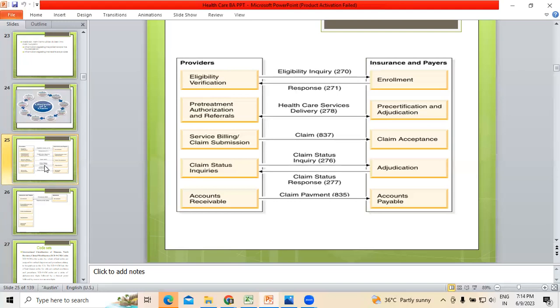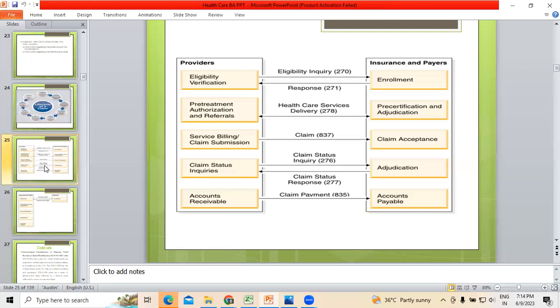Next, pre-treatment authorization and referral, because before any treatment has started, pre-treatment authorizations, referrals and pre-certifications take place. In context to that healthcare service delivery, the code number we use is 278. Please write down 278 for healthcare services delivery. 278 will be used.